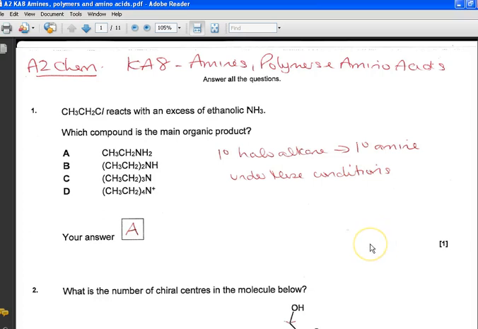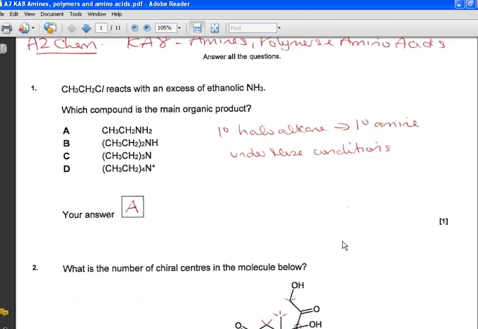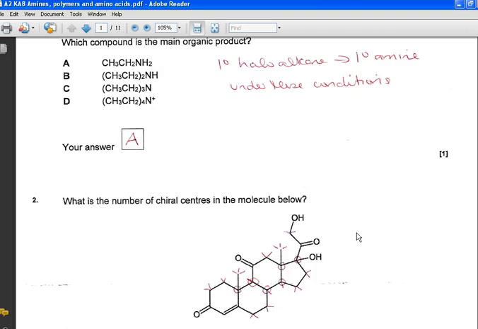Alright, okay. Feedback on the KA8, the amines KA that you've done recently. Alright, so multiple choice questions first. First one, you needed to be able to recognise that if you've got a primary haloalkane, which you have there, you're going to get a primary amine. So that's why the answer is A.